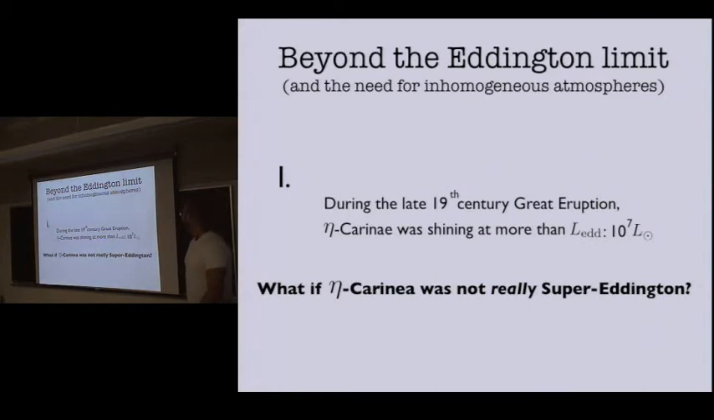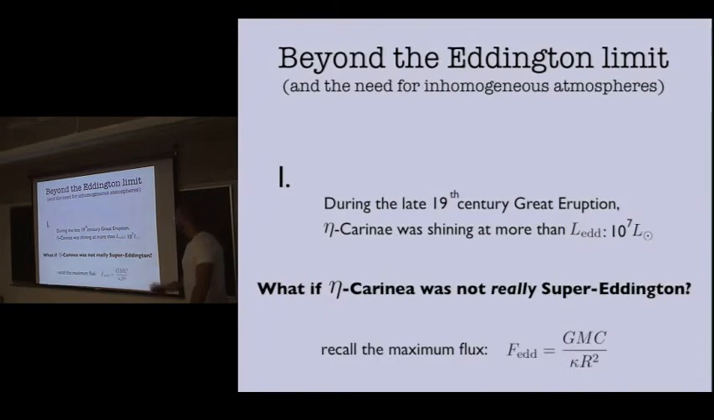And so the question Shaviv asked was, what if the star wasn't really super Eddington? Now, what do I mean by really super Eddington? Recall that the maximum flux behaves like 1 over the opacity. Nir's idea was, what if the opacity is not the Thomson scattering opacity that we implicitly assumed here?